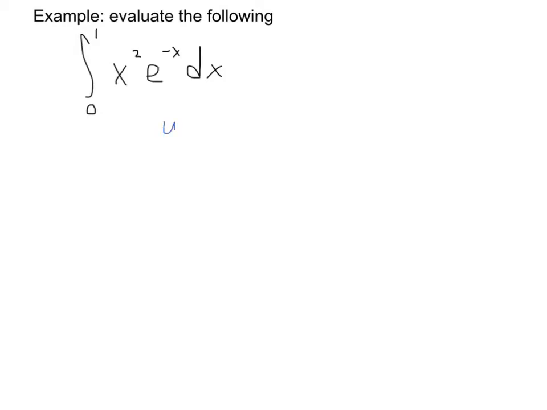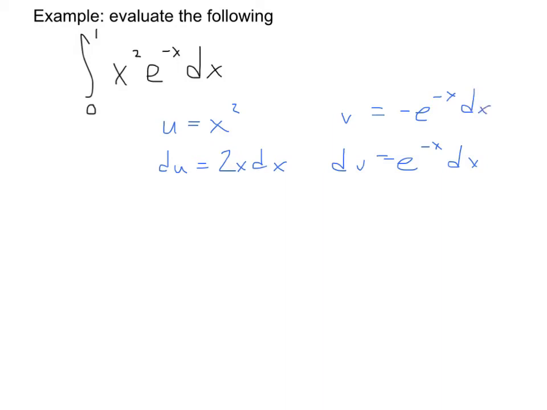So I'm going to choose my u to be x squared, because that's the power of x. I'm going to choose my dv to be e to the negative x dx. The step after that is for me to find my du, which is 2x dx, and find my v, which is negative e to the negative x. And then I'm supposed to transform this integral by using the fact that it's uv minus the integral of v du. Right?